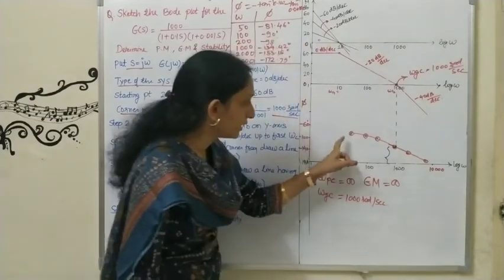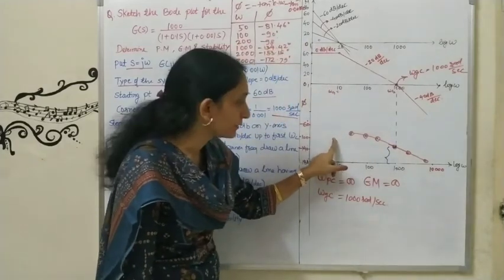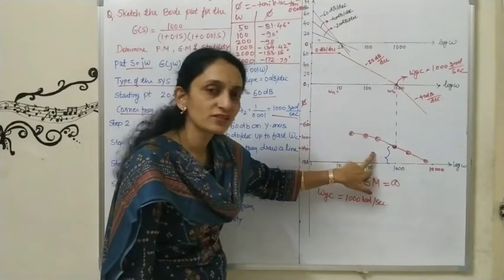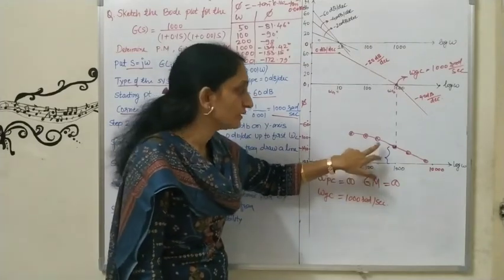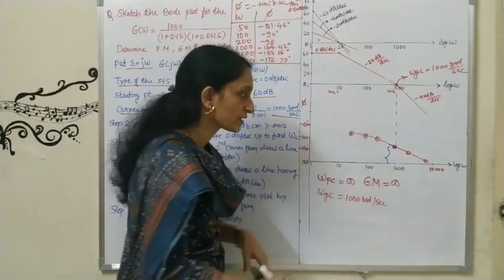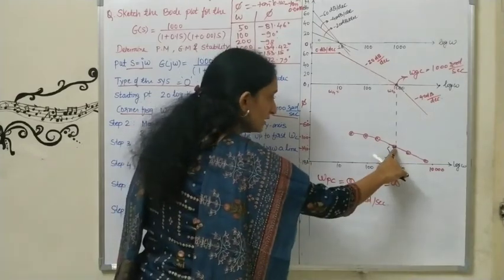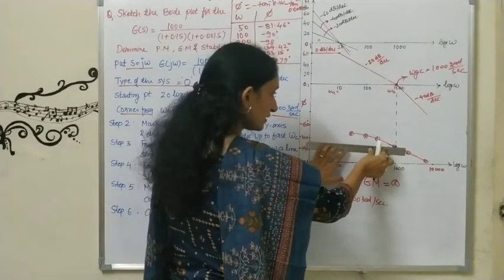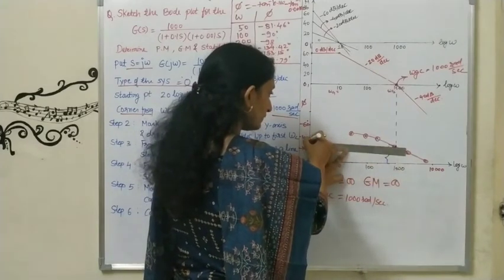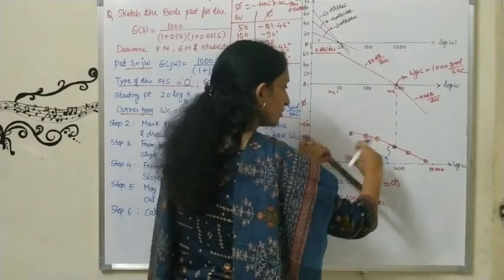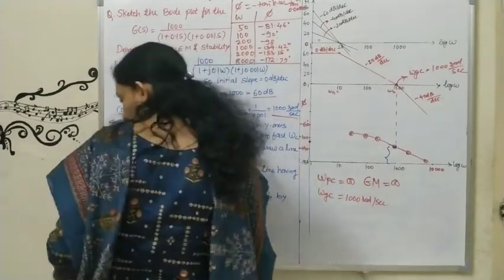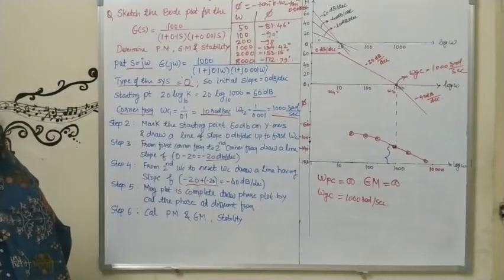As I am not using semi-log paper, I cannot calculate the accurate value of this difference. But when you use semi-log paper, you can directly calculate the phase difference. Here I will draw the line so that I get an angle here. I have the answer, so I am just telling you the answer directly.